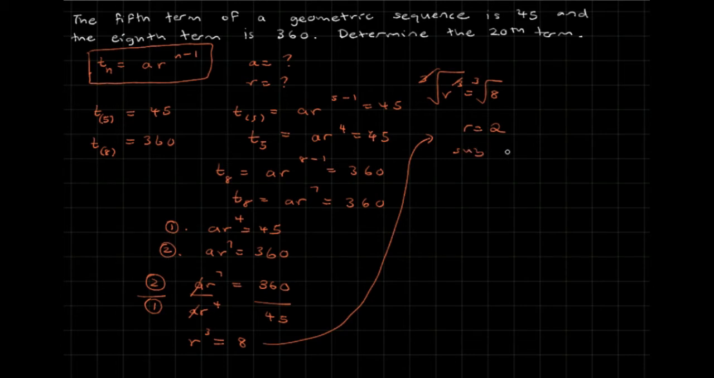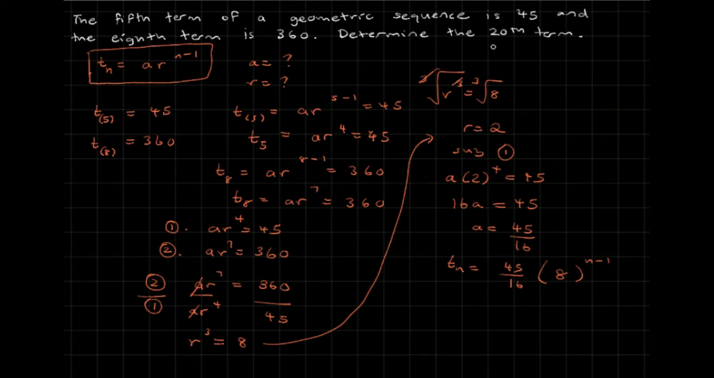Okay, so now that we have r, you can substitute this into either equation 1 or equation 2 to solve for a. So I'm going to substitute this into equation 1. In this case, r is 2, so we have a times 2 to the power 4 is equal to 45. 2 to the power 4 is 16, so 16a is equal to 45. a is equal to 45 over 16. Okay, so in this case, a is 45 over 16 and r is 2, so our general equation here is 45 over 16 times 2 to the power n minus 1.